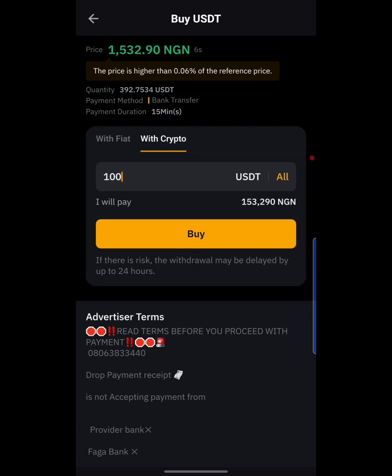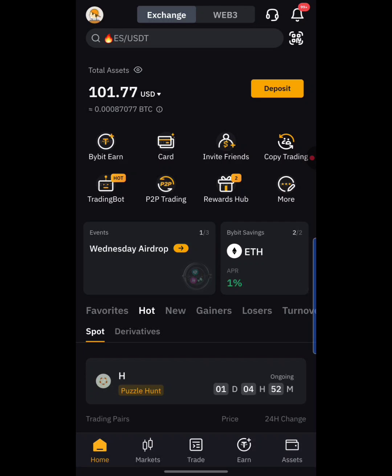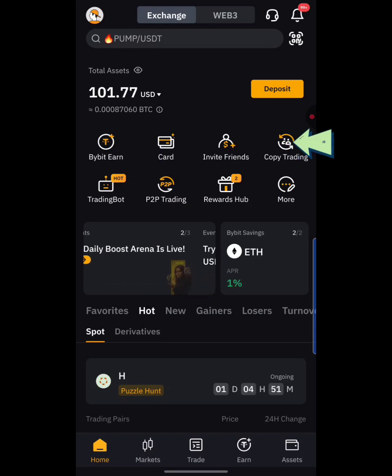All right, so when you're done purchasing crypto into your account, just like you see mine right here, the next step would be to start copy trading, guys. As you can see right here on my dashboard, the copy trading icon is here. I can easily click on it right here on my dashboard.